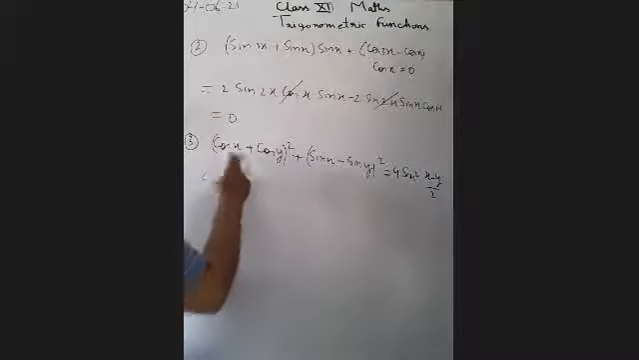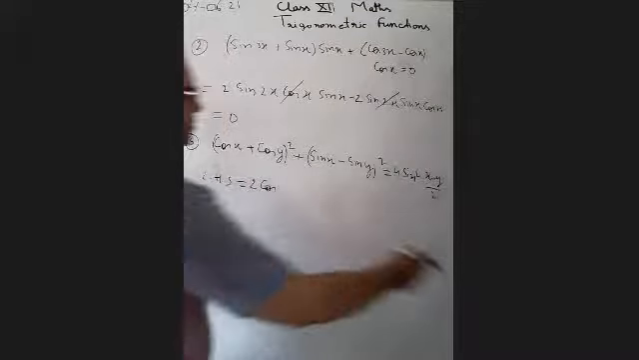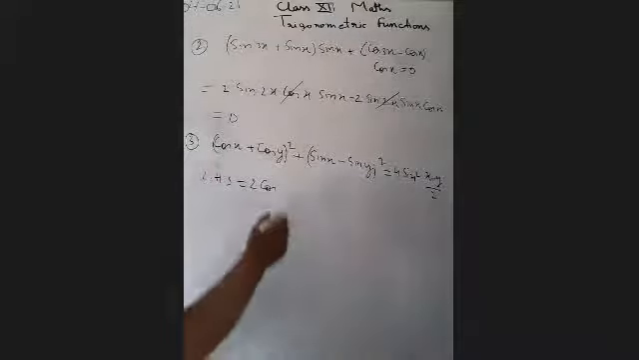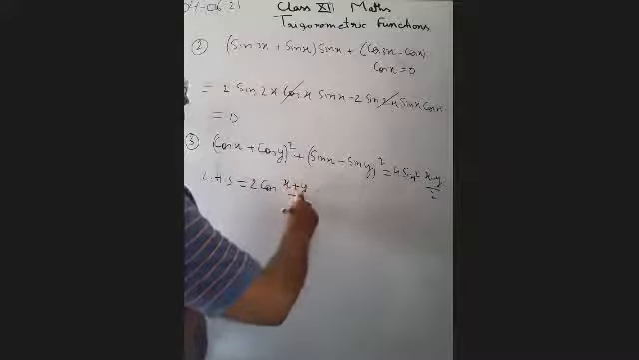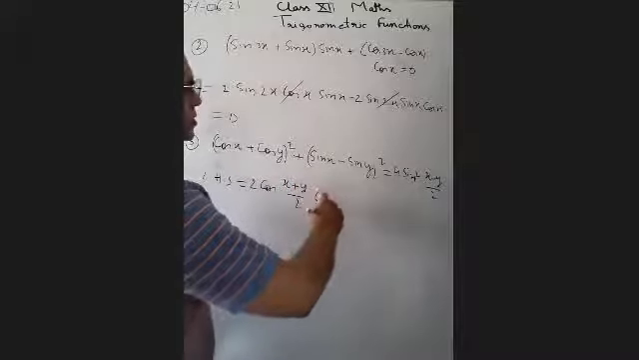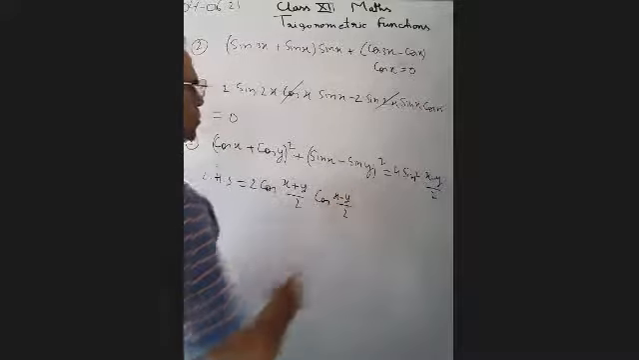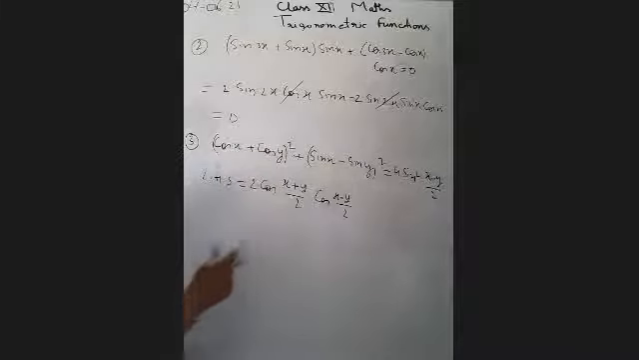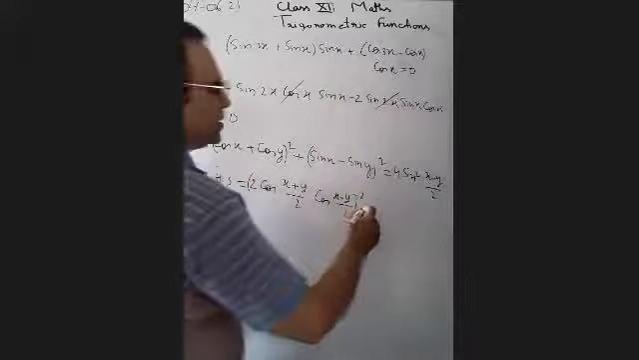In the left hand side, we are applying the formula of cos c plus cos d: 2 cos c plus d upon 2, that is x plus y upon 2, cos x minus y upon 2. But we have the square also, so we have to do the square of all terms.